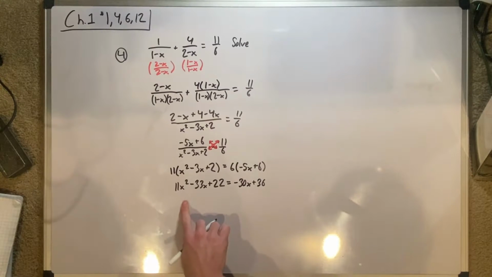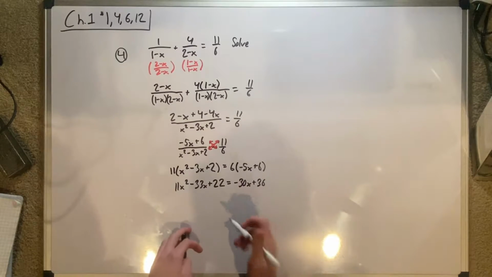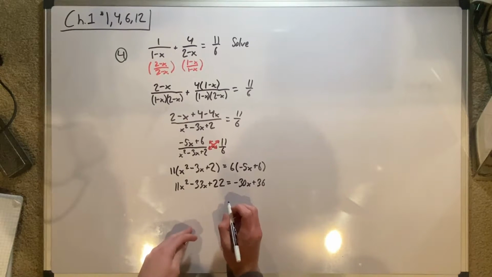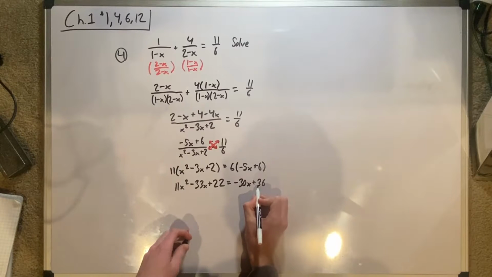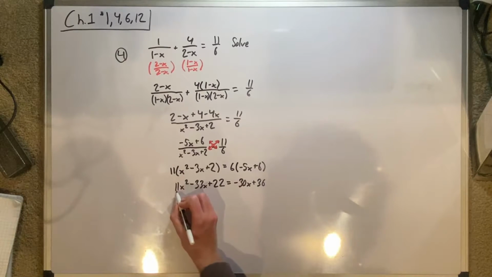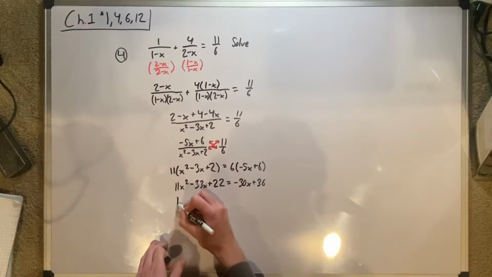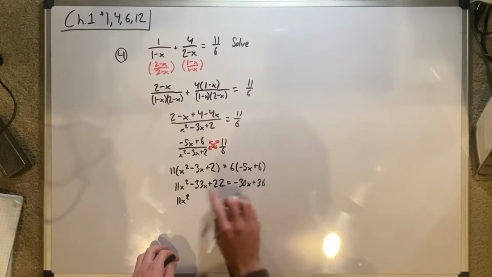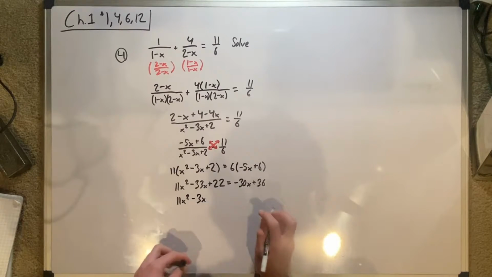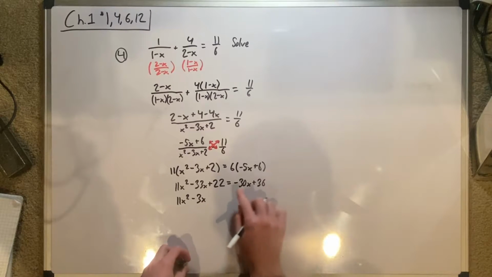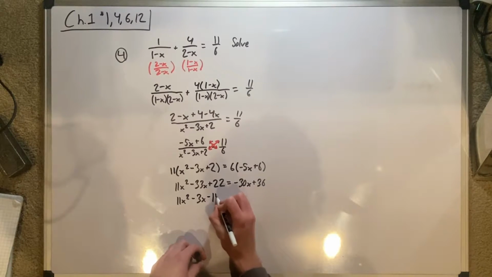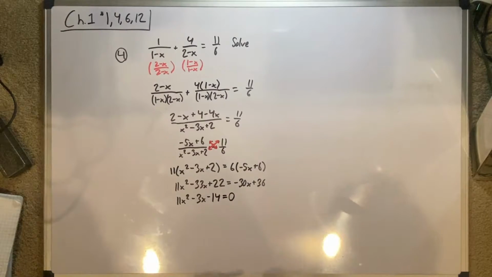And then now let's make this into a quadratic. We're going to add this 30x over and subtract this 36 over, because then that keeps our a positive. 11x squared, add 30x to that is minus 3x. 22 minus 36 becomes negative 14 over 0. Simple subtraction here. I don't know why I couldn't spit that word out.